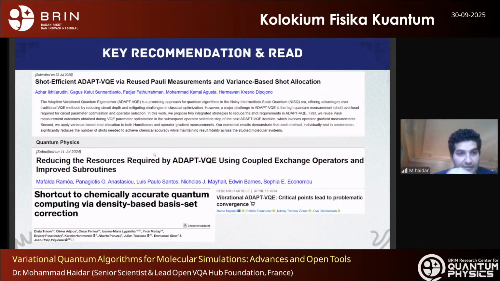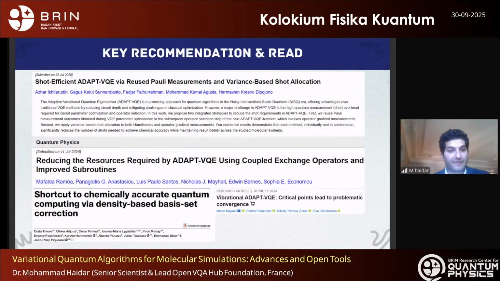And also here is a nice article on how to reduce the number of resources required by adaptive VQE. They use a different type of excitations. We call them coupled exchange operators, mostly double excitations, I remember. And they are very well designed, in how they really reduce the number of CNOTs and parameters.